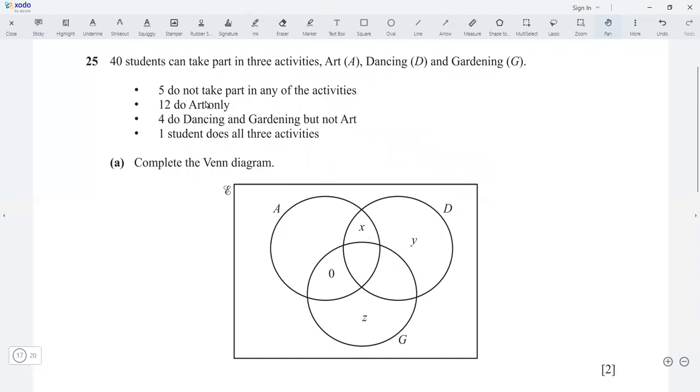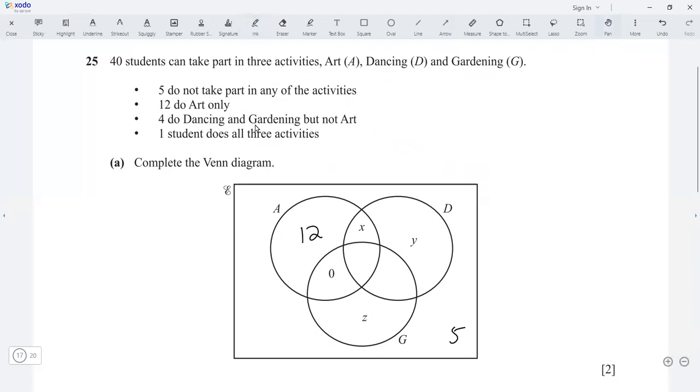So what do we have to do? 5 do not take part in any of the activities. So we have to write down 5 outside all of these circles, which shows that they're not participating in any of the activities. Next information, 12 do art only. Art only means this is the region which is just specified for art. So I have to write down 12 here.